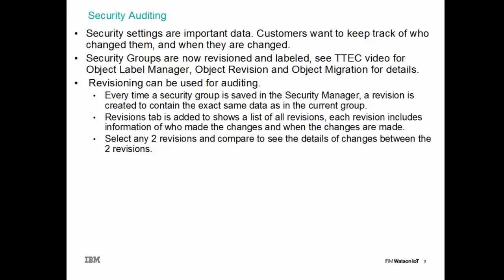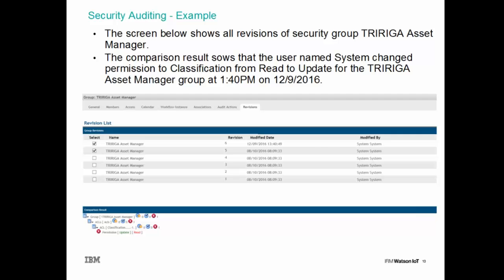Here's an example. As you can see, this shows the revisions tab of the TRIRIGA Asset Manager group in the system. On top of the screen, you can see a list of all the revisions. There are 6 revisions created for the security group, and each one shows the modified date and modified by.